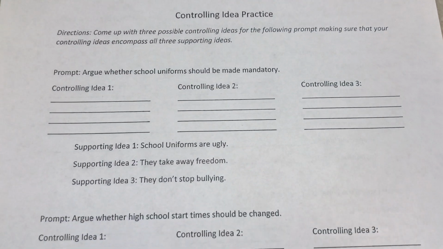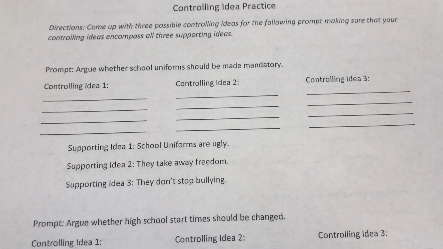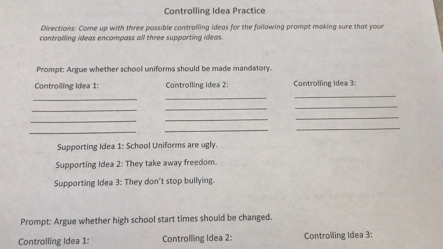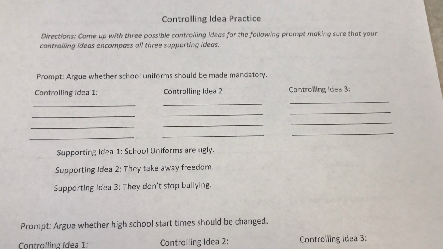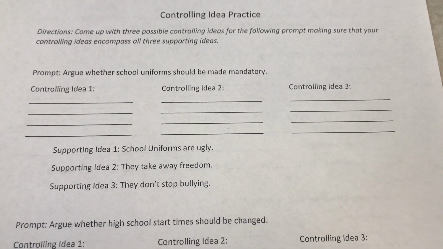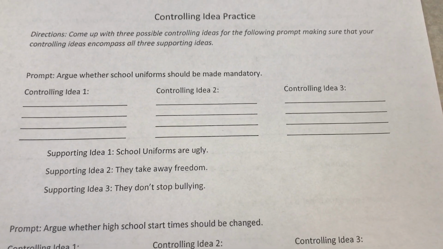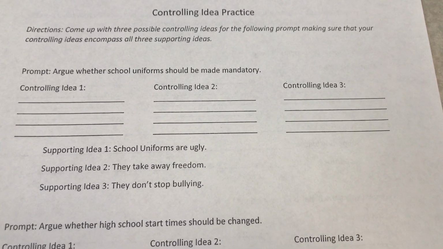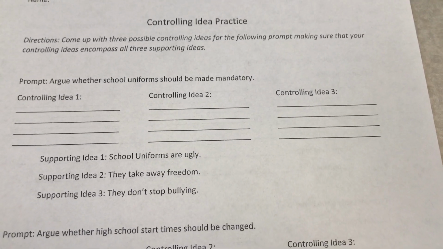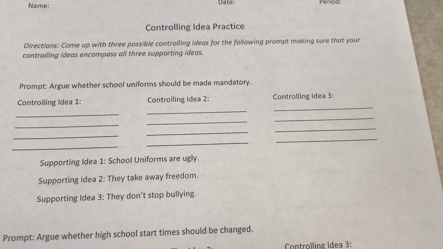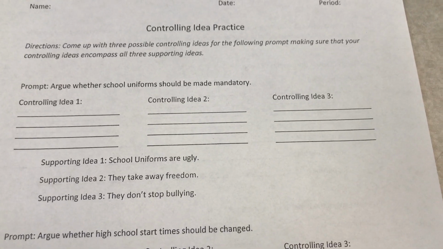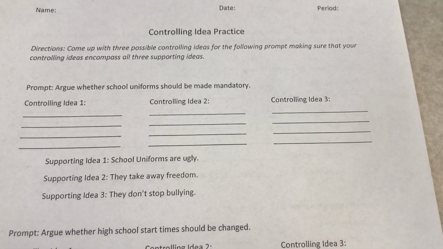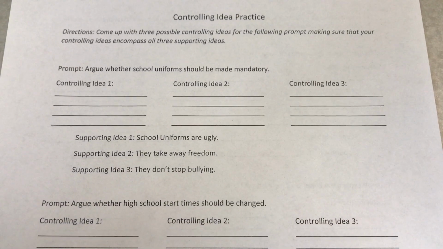It says, argue whether school uniforms should be made mandatory. Normally, you would just say school uniforms should be made mandatory, or should not be made mandatory. But the FSA is looking for something a little bit more than that as your controlling idea or thesis. They definitely don't want to see a 3-pronged thesis where you say school uniforms should not be made mandatory because they are ugly, they take away freedom, and they don't stop bullying. That's called a 3-pronged thesis or a closed thesis, and they don't want that either.